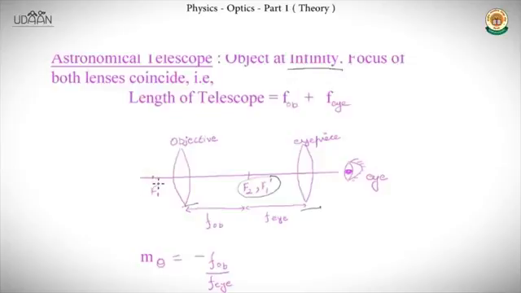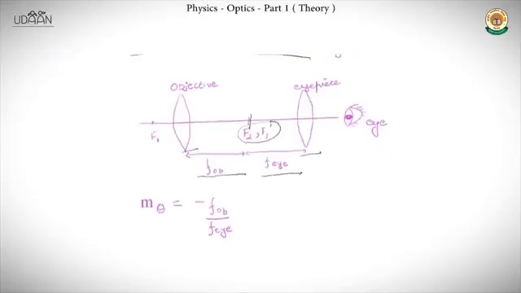The intermediate image is formed at f2 and f1 dash, and the length of the telescope is given by the focal length of the objective plus the focal length of the eyepiece. In this case, the angular magnification is given by the negative of the focal length of the objective divided by the focal length of the eyepiece.